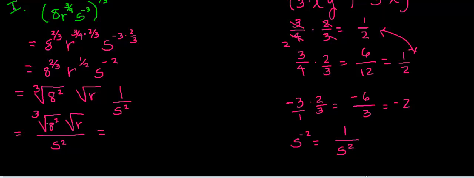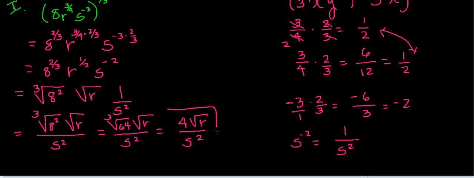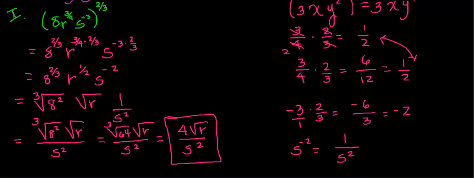Now I can simplify this. 8 squared is 64. So this becomes the cubed root of 64 times the square root of r over s squared. And the cube root of 64 is 4. 4 square root of r over s squared. And that's how this problem ends. This original problem becomes 4 square root of r over s squared.